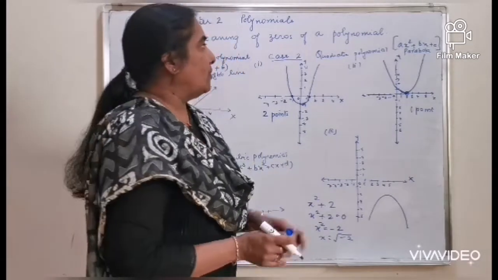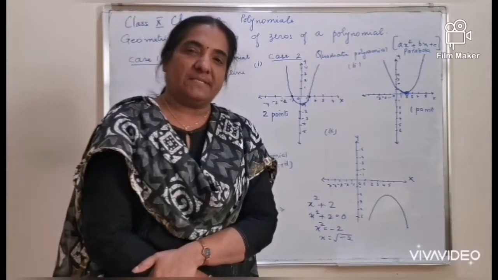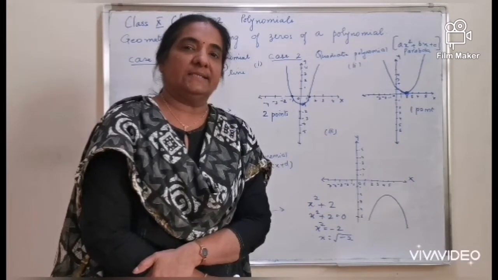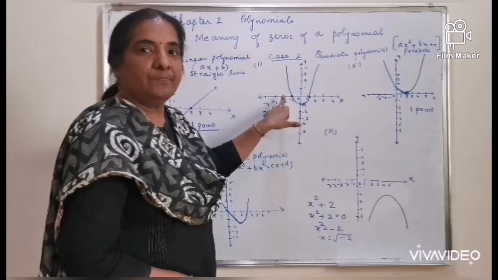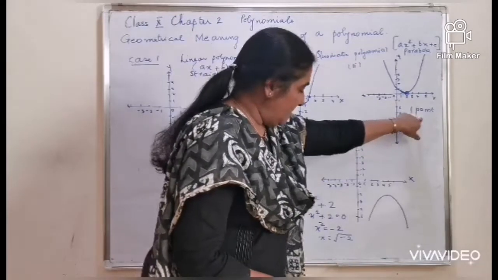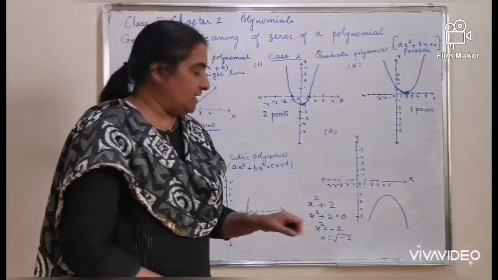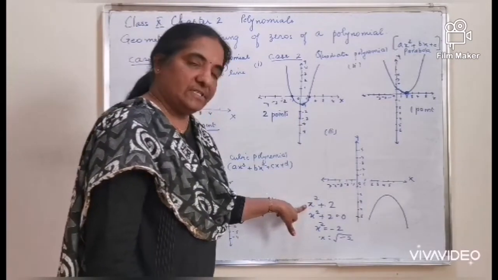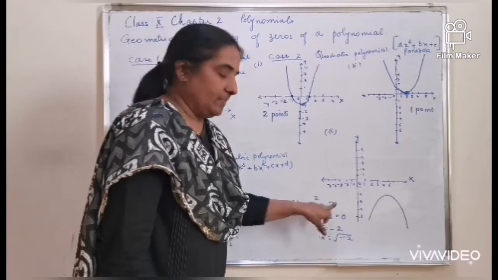Thus, a quadratic polynomial of the form ax square plus bx plus c is represented by a parabola, and the number of zeros for a quadratic polynomial is either 2 or 1 or 0. An example of a quadratic polynomial which does not have a zero is x square plus 2.